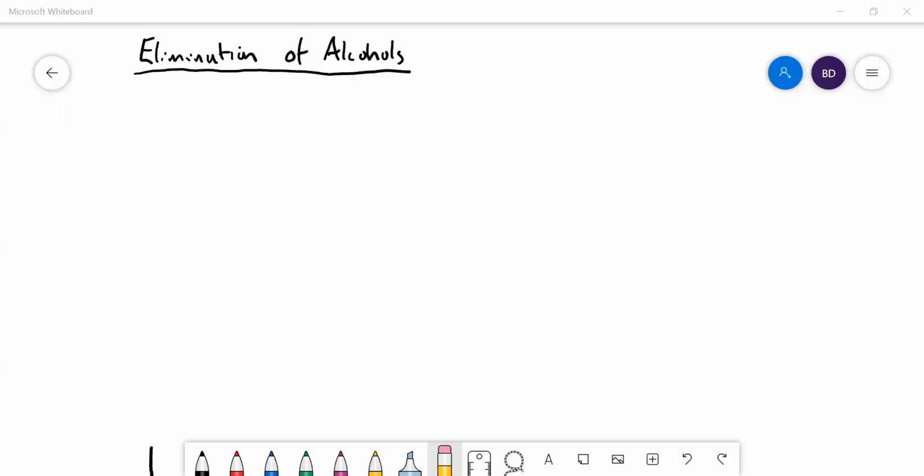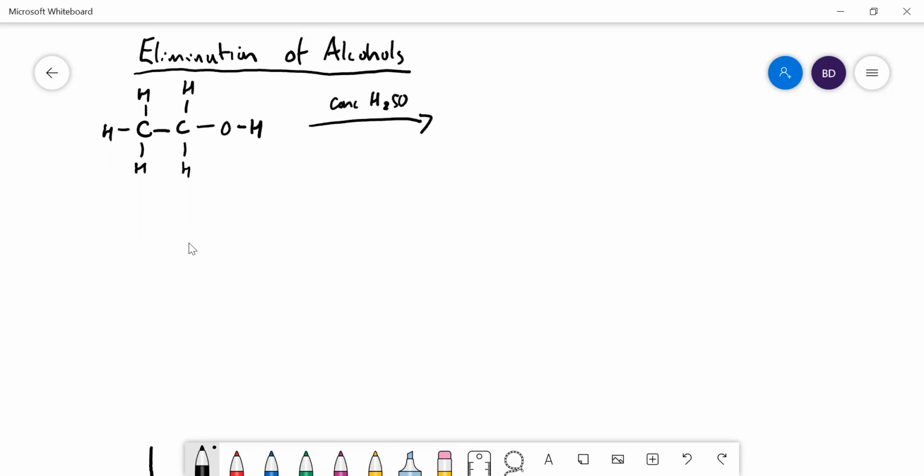Okay, so this is the last mechanism that you need to know in year 12 for the AS specification, and it's the elimination or the dehydration of an alcohol. So if we have ethanol, I'll draw it out in full. It's very similar to elimination of haloalkanes. Okay, so as ethanol, you heat it up with conc sulfuric acid.